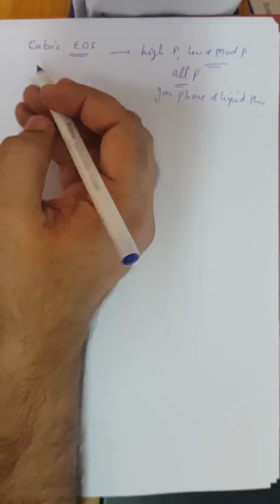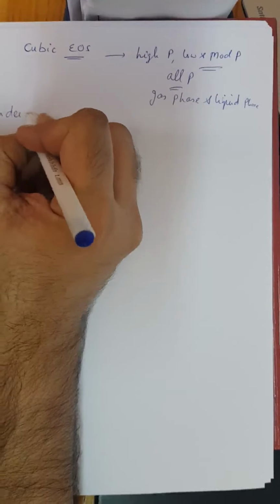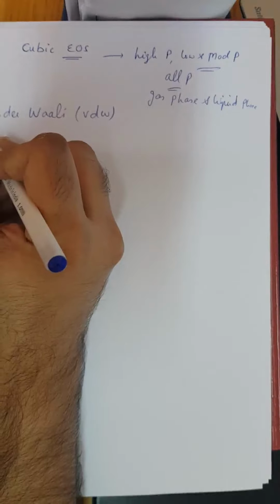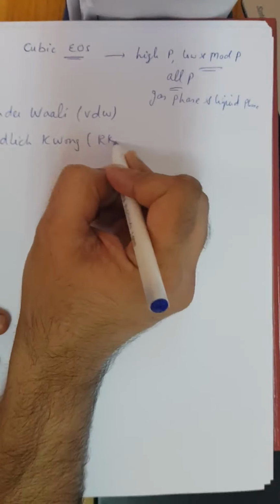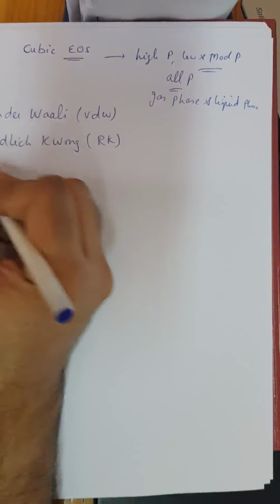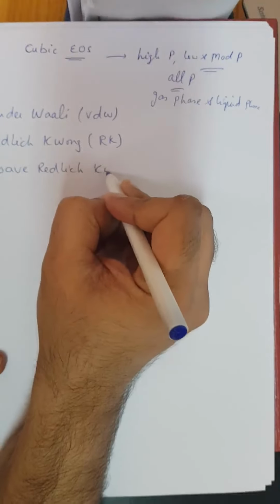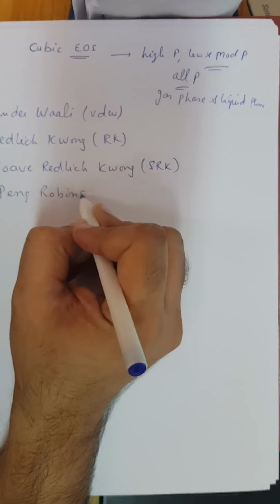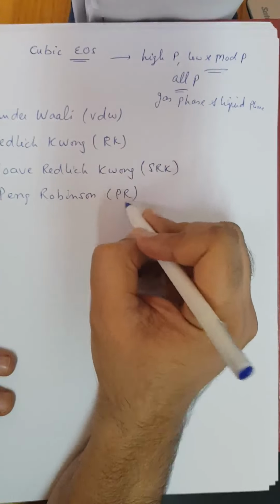So there are four cubic equations of state. Number one is the van der Waals; we will write VdW. The second one is Redlich-Kwong; you write RK. The third one is Soave-Redlich-Kwong, SRK. And the last one is Peng-Robinson; we write PR.